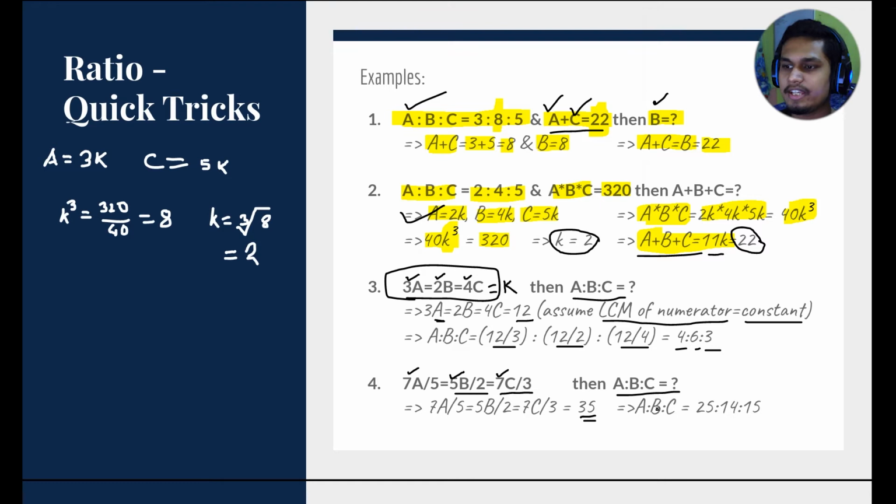Now it will be very easy to get the result, that is a will be 35 by 7, that is 5 multiplied by 5 and that will become 25. Likewise we will get the value of b and c and the ratio will become 25:14:15.